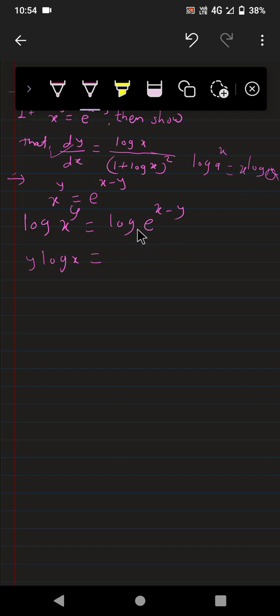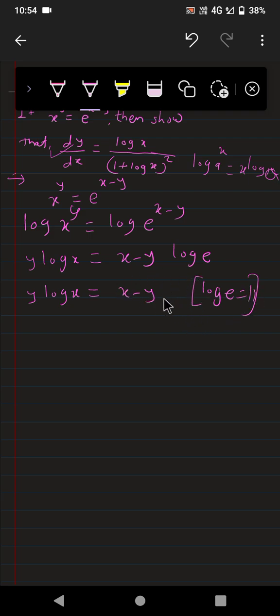So log of e to the power x minus y is equal to (x minus y) into log e. So y into log x is equal to x minus y. Log e is equal to 1. Remember, log e is equal to 1, that's why do not write log e as a 1.